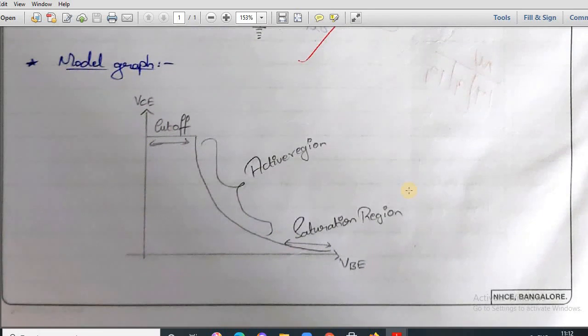The relationship IE is equal to IC plus IB holds good in case of the transistor operation. In the active region of a common emitter configuration, as I said, the base emitter junction will be forward biased and the collector emitter junction will be reverse biased. The active region of a transistor can be employed for any sort of amplification like voltage amplification, current amplification, or power amplification.